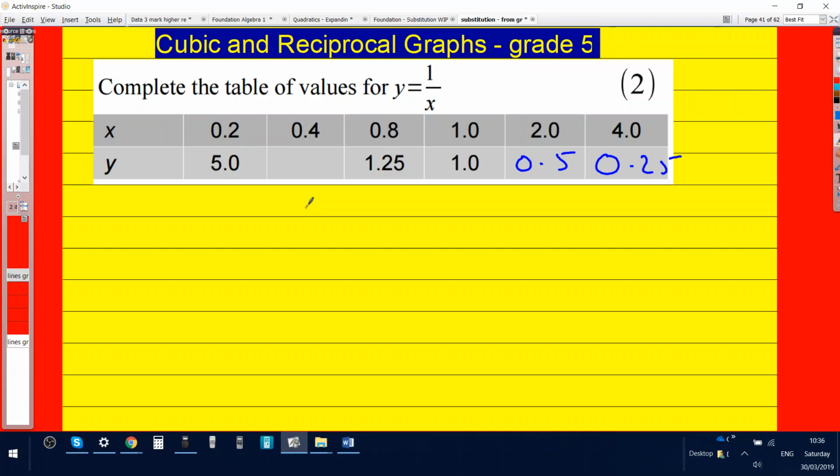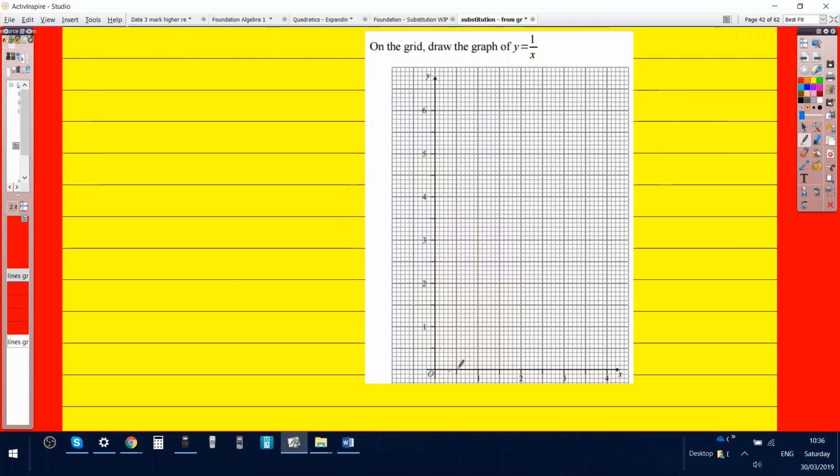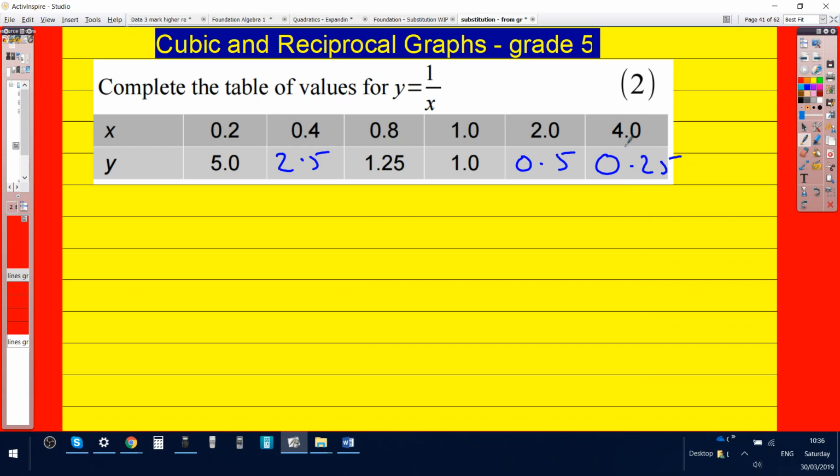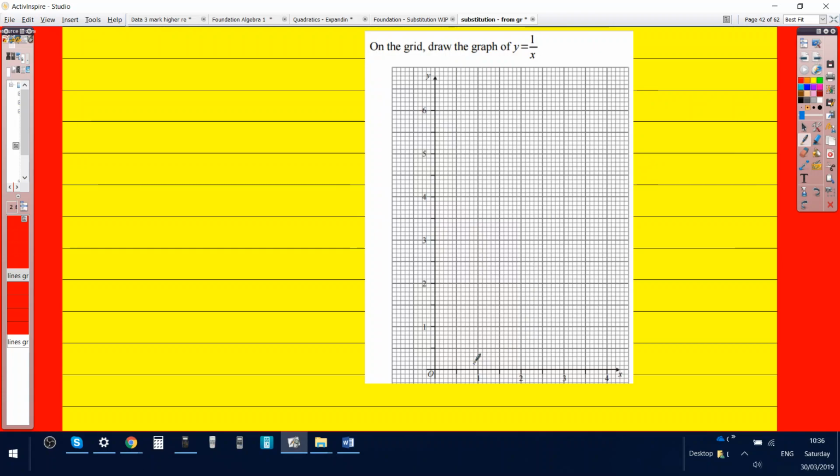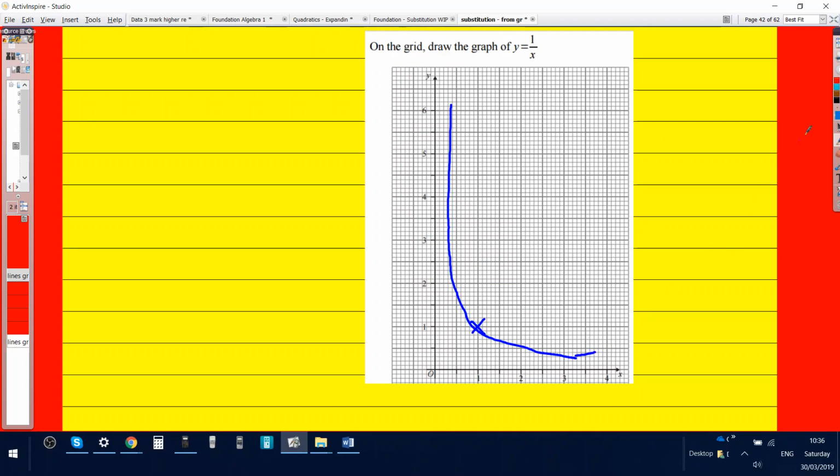Okay, so 1 divided by 0.4 is 2.5. Yeah. And then how would you draw the graph of this? You would sub them in. You just draw it the normal way. Go across to 4, go up to a quarter. Go across to 2, go up to a half. Go across to 1, go up to 1, and so on. And in the end you draw your graph and it looks a bit like that. It's a bit strange.